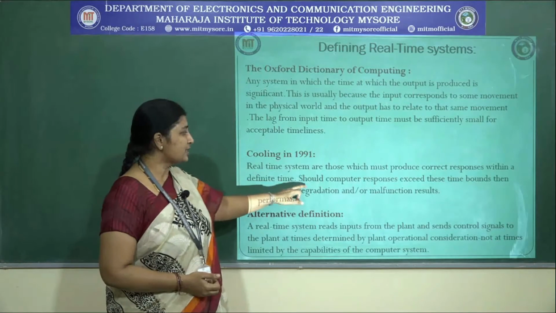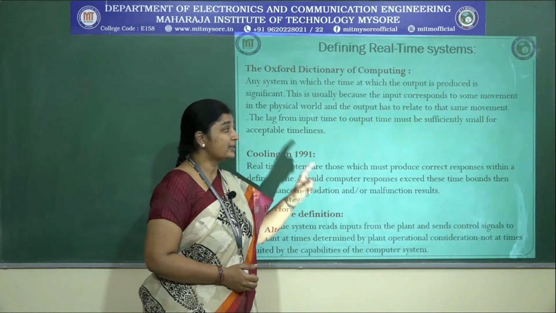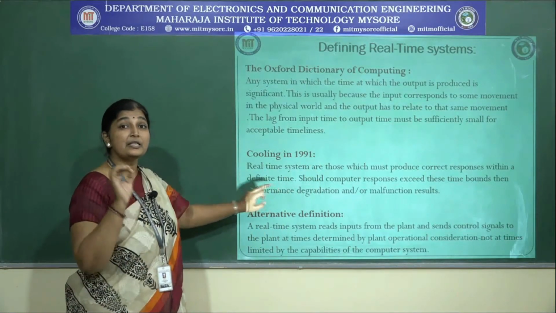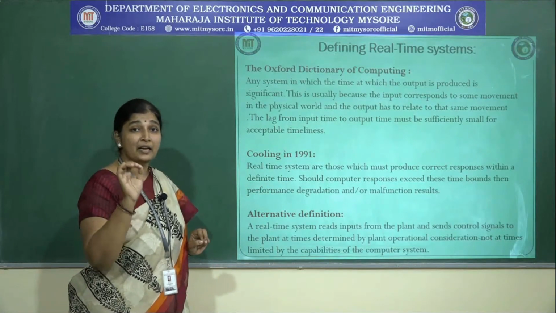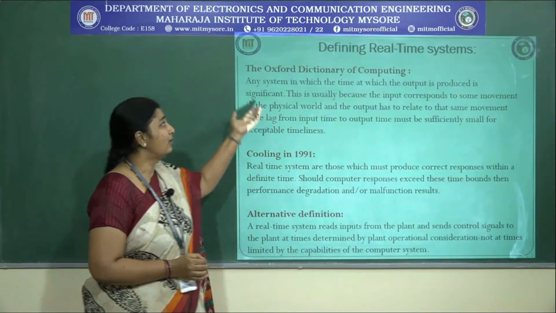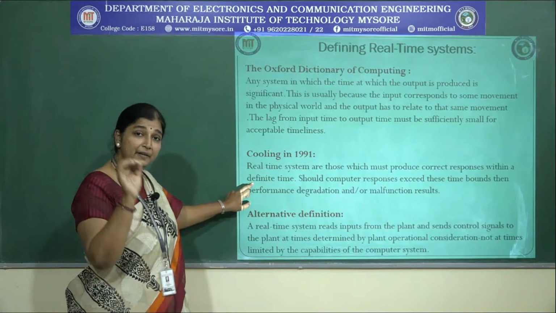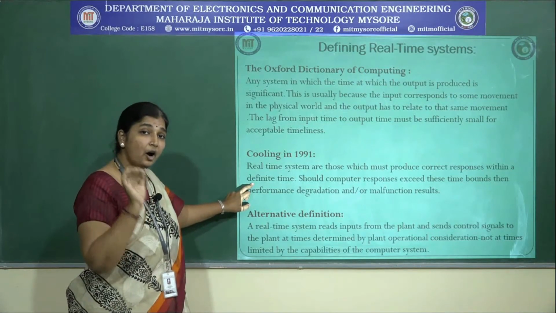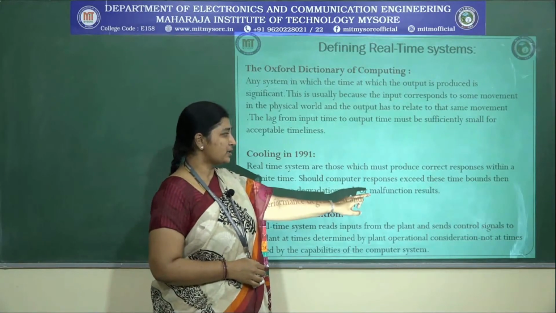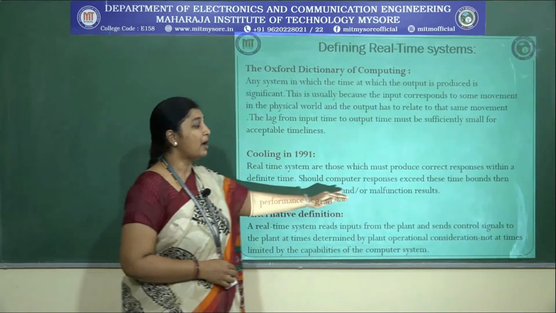Now, real-time systems are those which must produce correct responses within a definite time. Correctness of the responses is very, very important. It talks about the significance, as the Oxford Dictionary of Computing has defined. So, there is a definite time and there should be a perfect output for the current input. Should computer responses exceed these time bounds, then performance degradation and malfunctioning result.